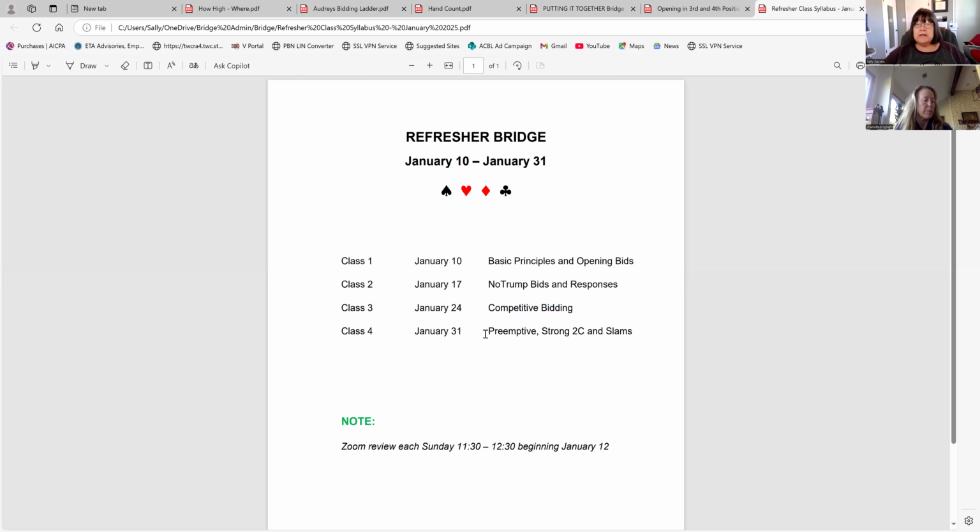And then the last week, we are going to be covering kind of a hodgepodge of things, including preemptive bidding, and the strong 2 club opening bid, which doesn't get covered in beginning bridge. In any of the intro bridge classes we don't have that, but you need to know how to handle strong hands. They do come up. So we'll be talking about when you make that bid and how to respond to that bid. And then we'll also be talking about ace asking bids. Those are bids that help you get to slam. So that's what we'll be covering the 4th week.